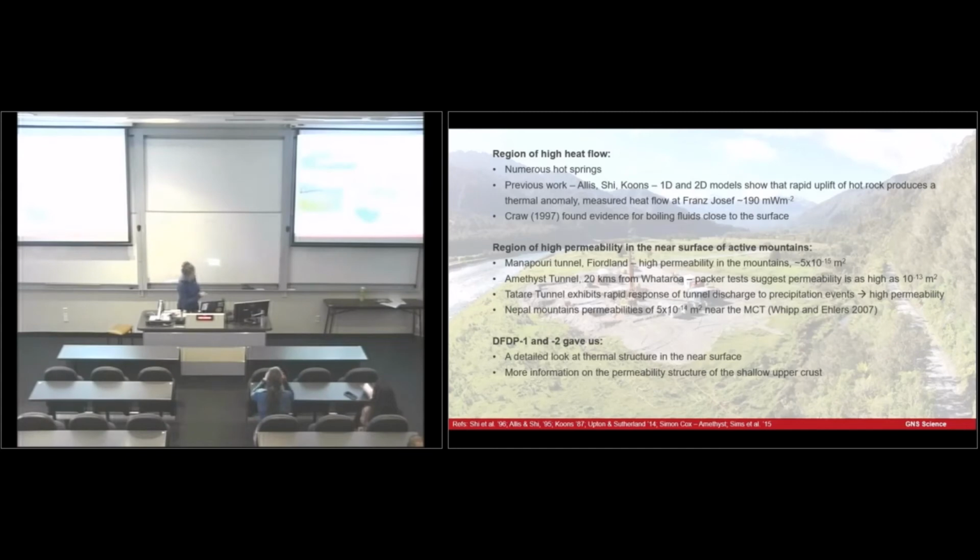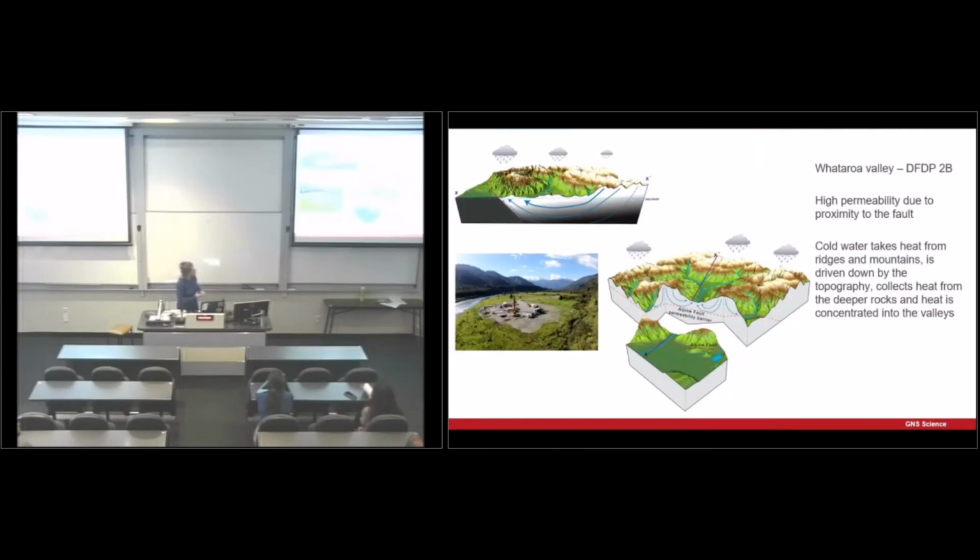So we knew it was a region of high heat flow, high fluid and high permeability. But what it gave us was able to give us just a more detailed look at the thermal structure in the near surface, and to estimate the permeability structure close to the Alpine Fault. So again, a series of 3D models, which I won't show you, but I'll just show you the results.